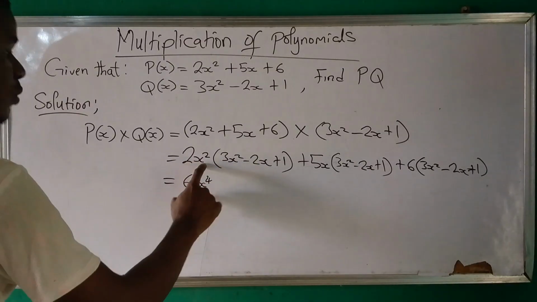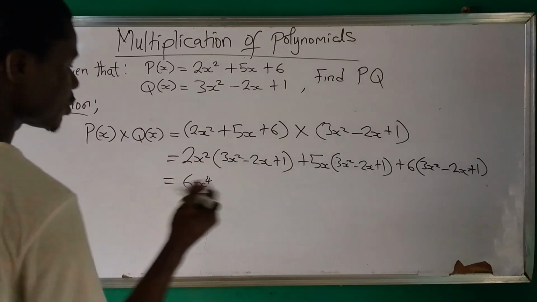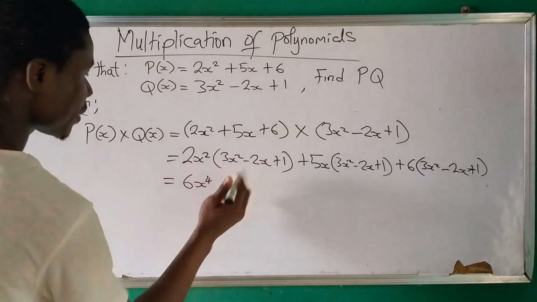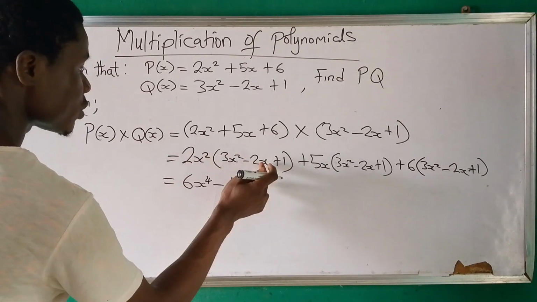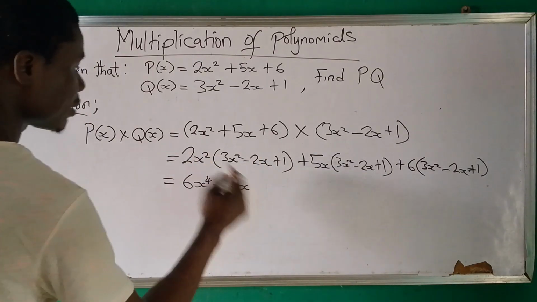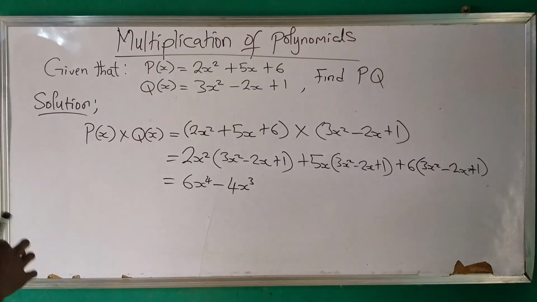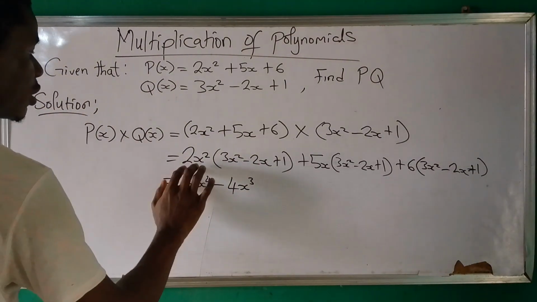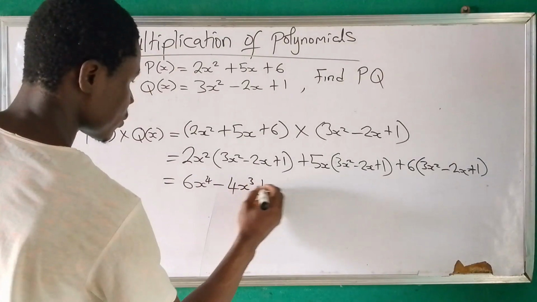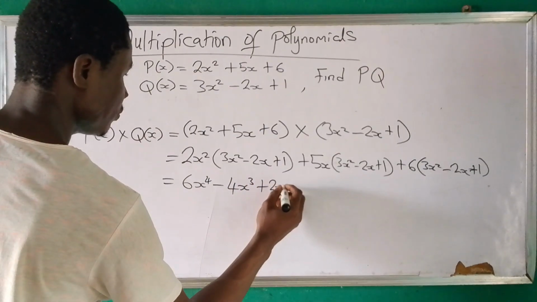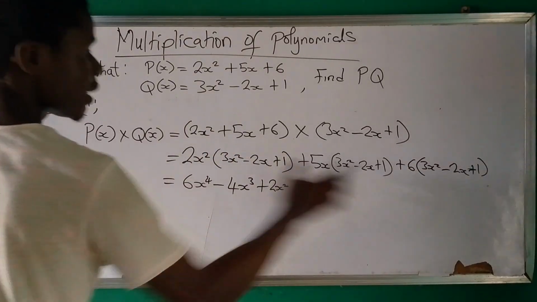Now we multiply 2x squared with the next term here, which is minus 2x. If we do that multiplication just like before, we multiply 2 by minus 2, we would have minus 4x. Then the powers will sum up because we are multiplying. 2 plus 1 will give us 3. Alright, so we move over to the next one. 2x squared times 1 is actually 2x squared. Alright, so we are done with this part. We move over to this part.